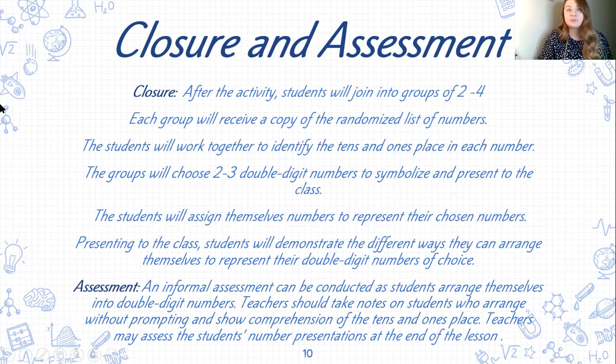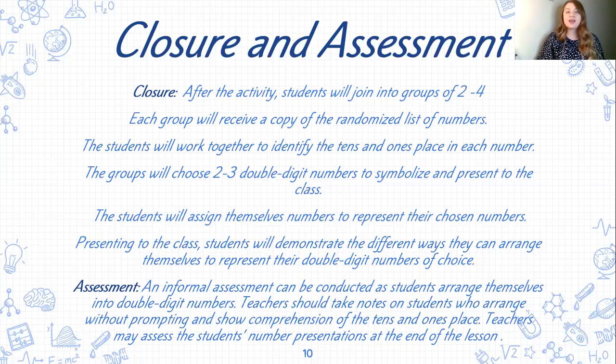After the students have completed the place value activity, they can join into their groups used for the squares or different groups of 2 to 4, and each group will receive a copy of the randomized list of numbers. The students will work together to identify which numbers on the list represent the tens place and the ones place.